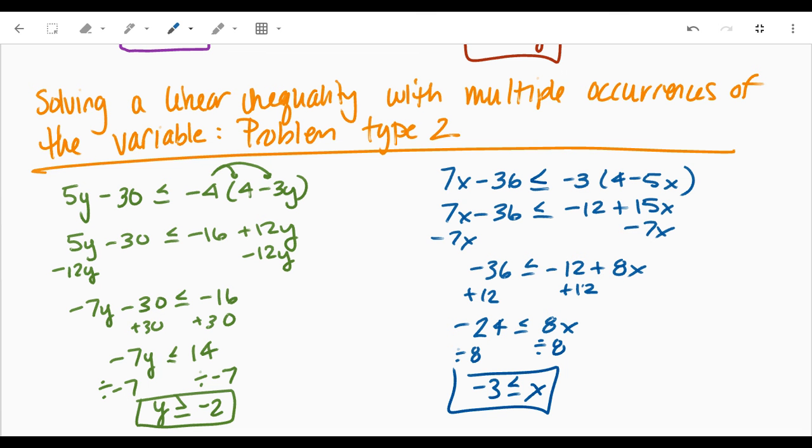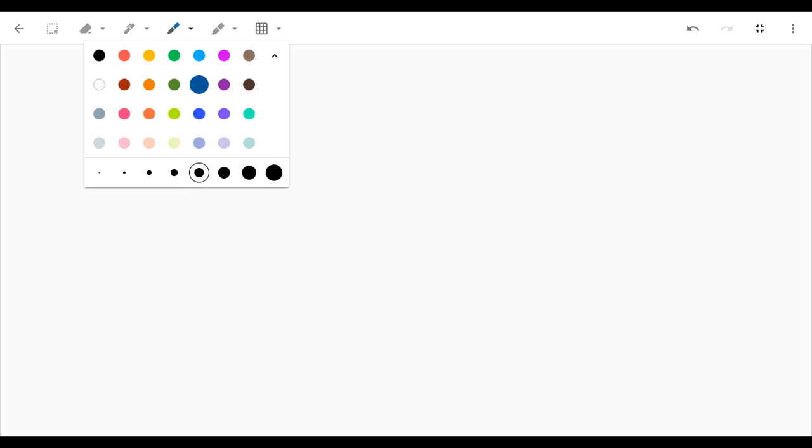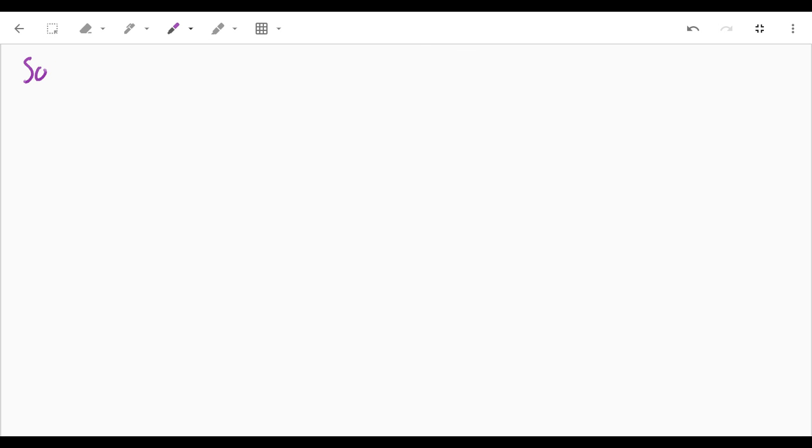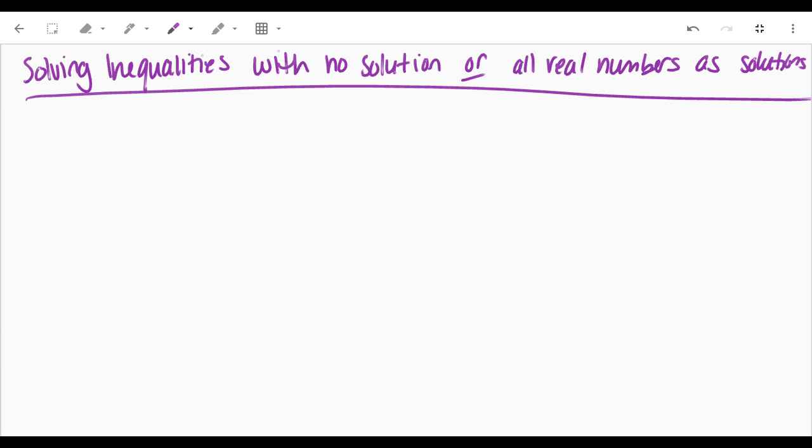This is going to be solving inequalities with no solution, or all real numbers as solutions.